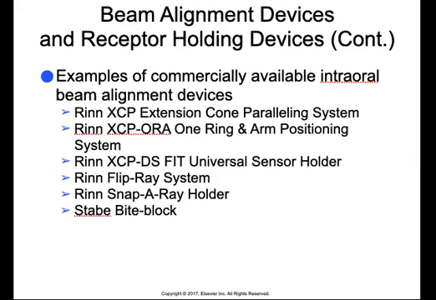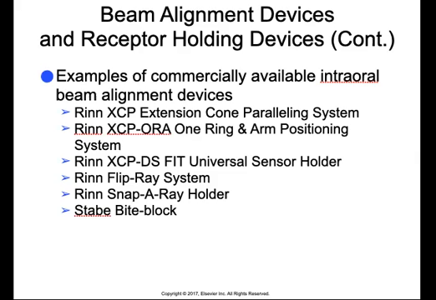You can see that this type of holder is also color coded, so that red always means bitewings, blue always means anterior PAs, and yellow always means posterior PAs. But this is a convertible type of holder, where you can use one system and just change it and move it through the different slots depending on what type of image you need to take. So, a RINN XCP DS Fit universal sensor holder.